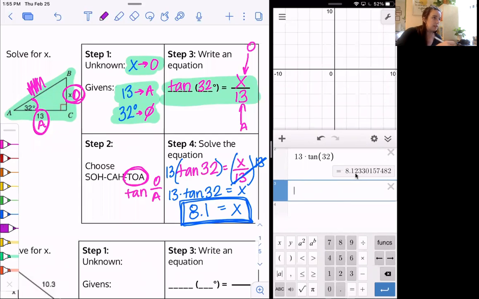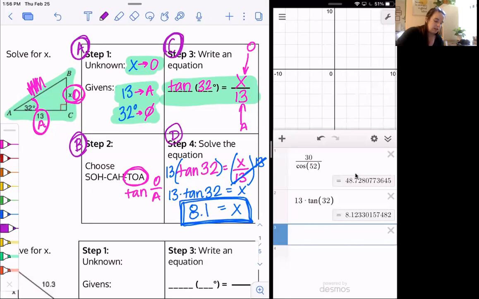Okay, I'm going to send this poll out again. I want you to tell me, did you get stuck on this part? That's C. Did you get stuck on this part? That's D. Or did you get it all the way down to the bottom? Where did you get stuck?